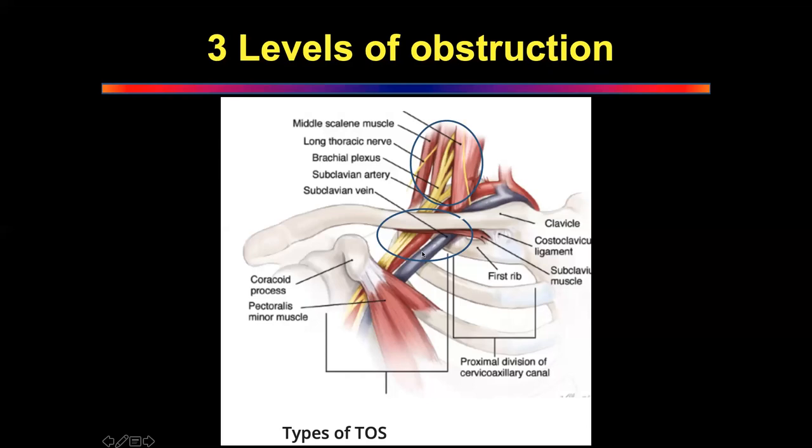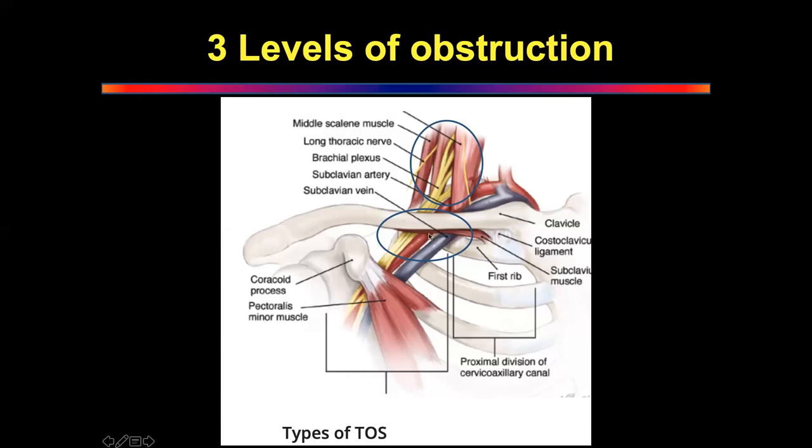Three of them passing in very close proximity to each other. So it's a very narrow and a very tight area. And anything that causes a problem either with the first rib, or with the subclavius muscle below the clavicle, or with the clavicle itself will cause inflammation in this area and will cause compression.